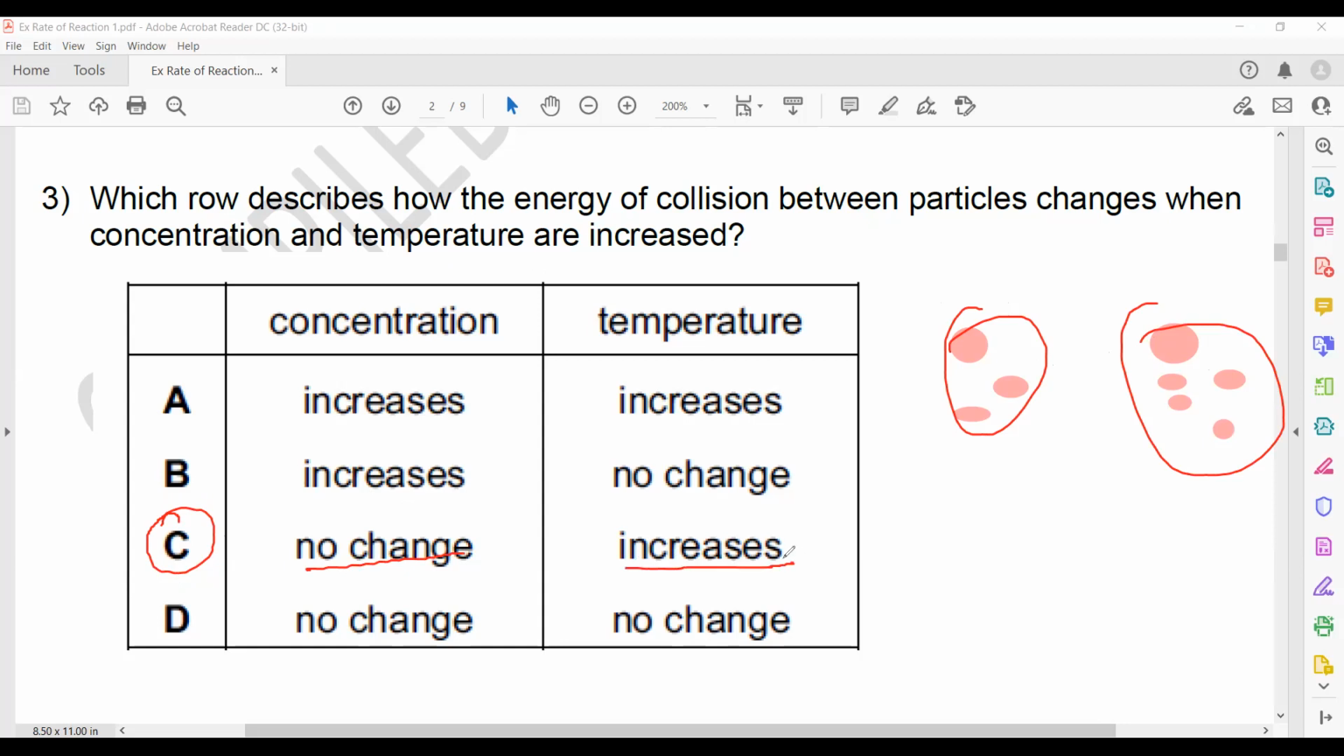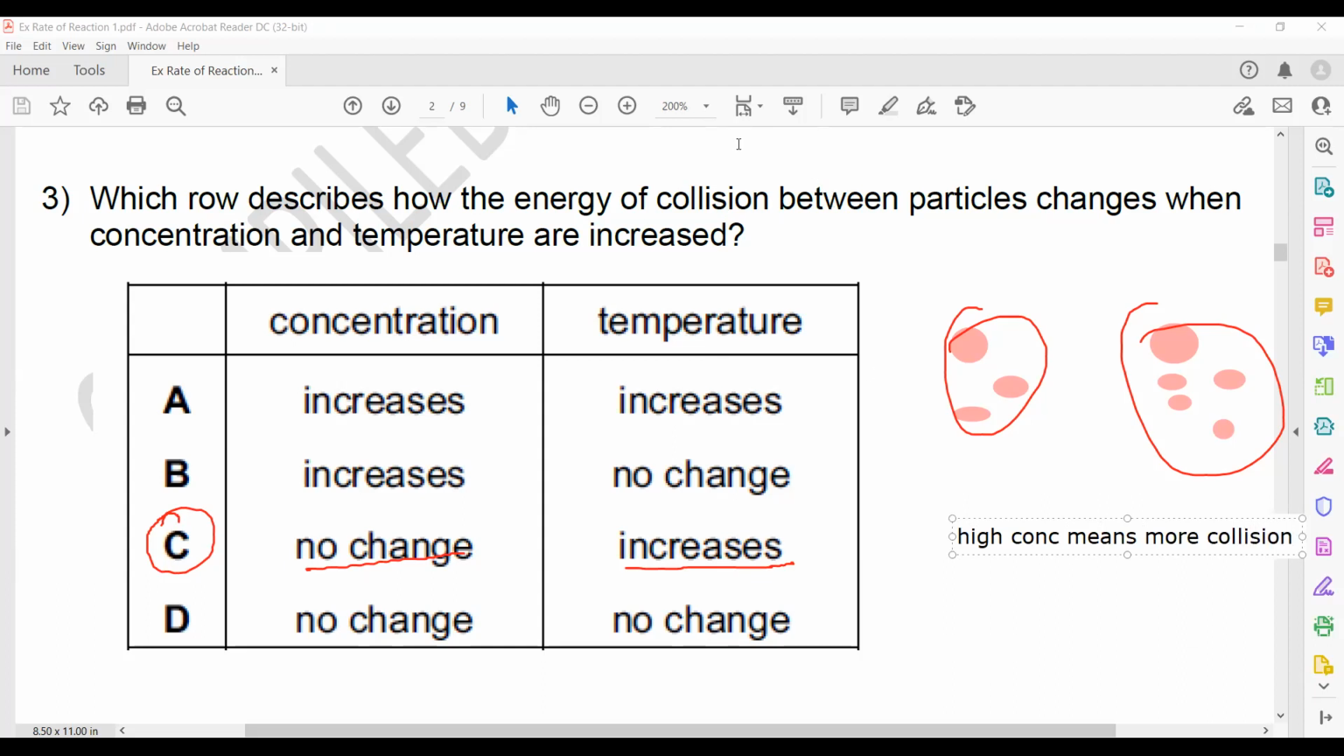But when we increase the temperature, the energy of the particle, the speed or energy of the collision between the particles, will also increase. How does concentration affect rate? Because high concentration means more collisions. When we have high concentration, there are more collisions, but the speed of the collision will be the same.